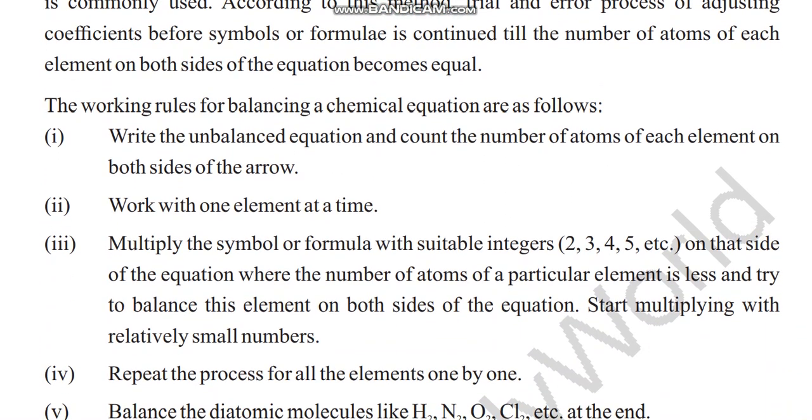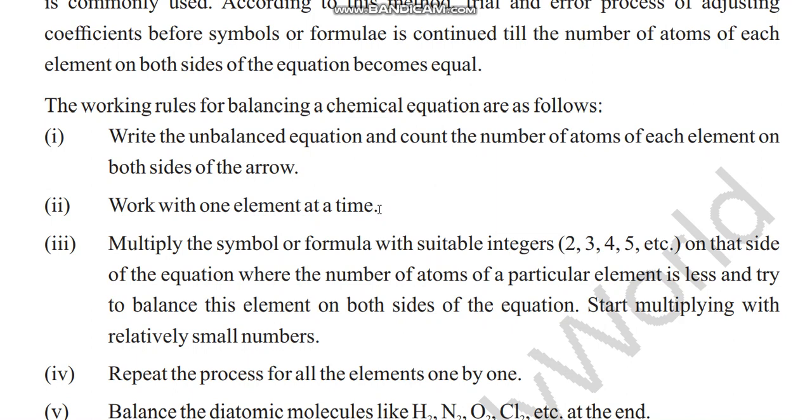Write the unbalanced equation and count the number of atoms of each element on both sides of the arrow. Work with one element at a time. Multiply the symbol or formula with suitable integers like 2, 3, 4, 5 on that side of the equation where the number of atoms of a particular element is less, and try to balance this element on both sides of the equation. Start multiplying with relatively small numbers.